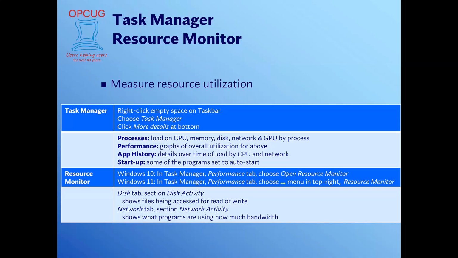We'll be looking at several aspects of it. Processes, which will tell you the actual load going on at that point in time on CPU, memory utilization, disk activity, network activity, and GPU by process, so each running program or process on your computer. We'll look at performance, which will give you a graph of the overall utilization for each of those, or the sum total of the processes. App history, where we can see the load of CPU and network and so forth over time. And then we'll also go there to look at the startup programs and how we can deal with those.